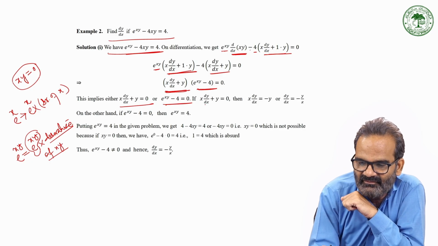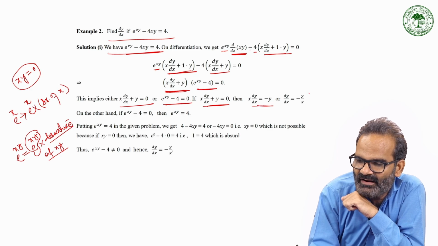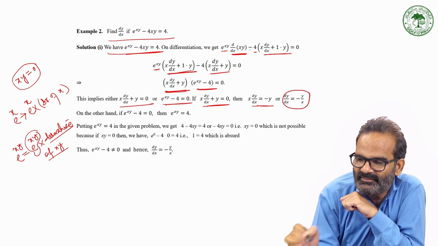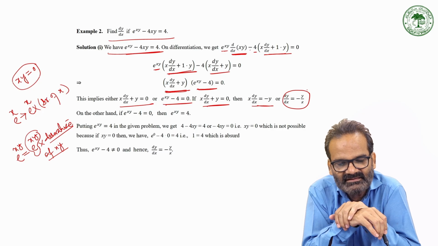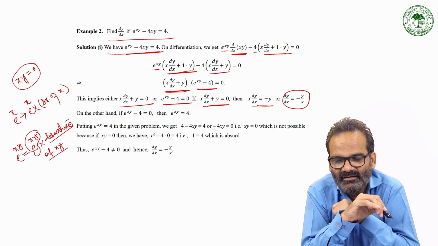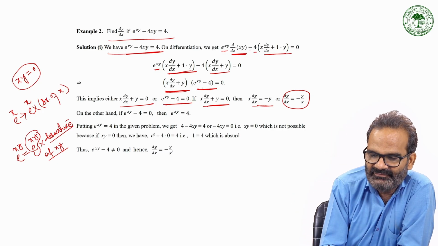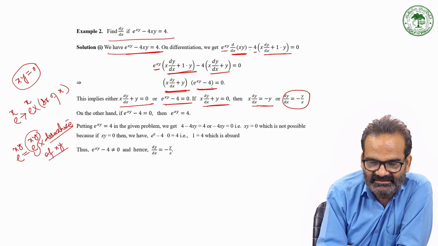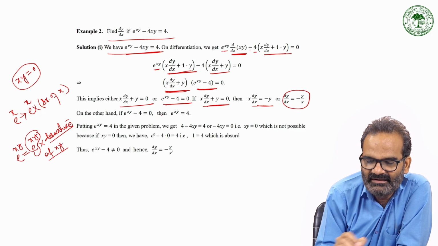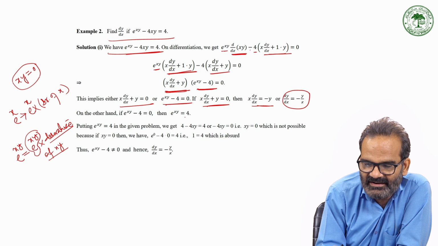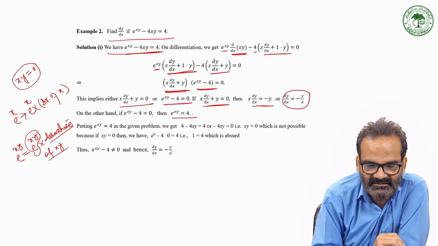If we take this as 0, then x dy over dx is equal to minus y, right? So, the value of dy over dx is coming out to be minus y upon x. Case 1 is over. On the other hand, if the second bracket is 0, that is if e raised to the power xy minus 4 is equal to 0, then e raised to the power xy is equal to 4. Transfer this 4 from left to right, we will get this, right?